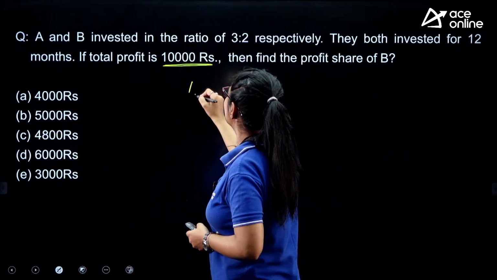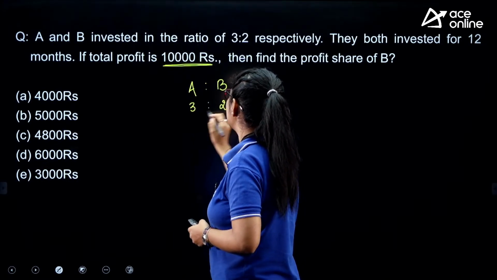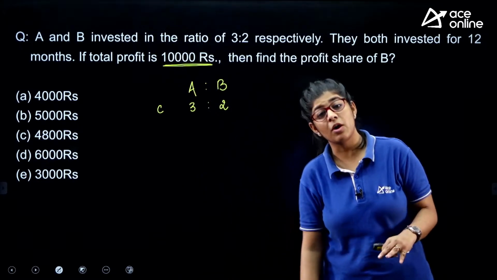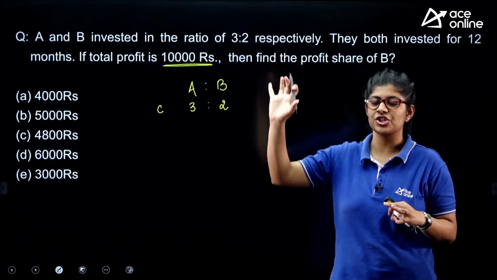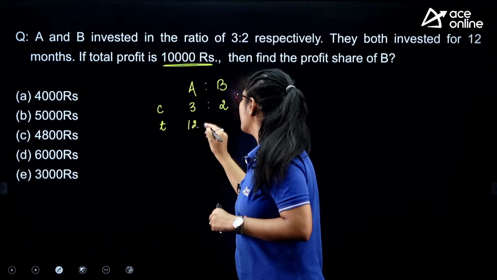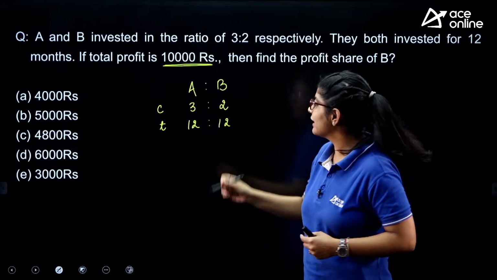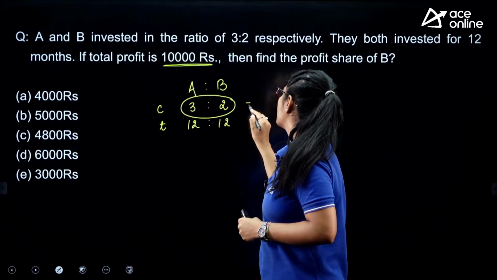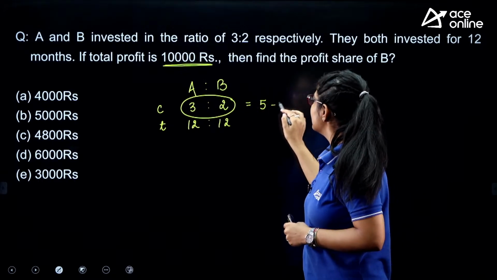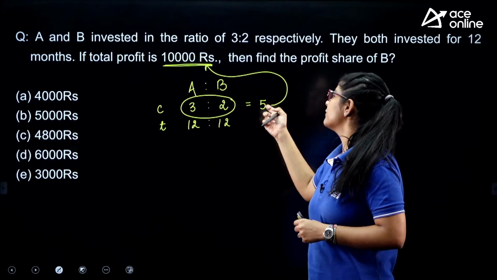It is clear that here we are having the A to B ratio as 3:2, right? This is the capital ratio. We know that in the concept of partnership, it is nothing but capital multiplied by the time period, and for both of them the time is equal. That means the profit is also divided in the ratio of capital. So the total capital that we are having is in terms of 5. And as we said, profit will be divided in the same ratio.